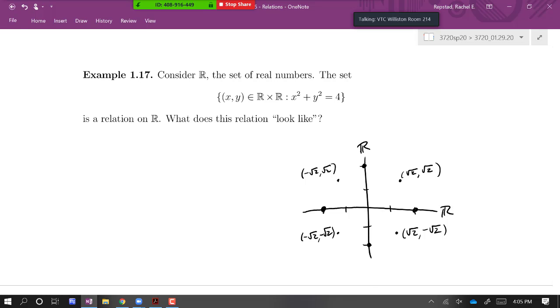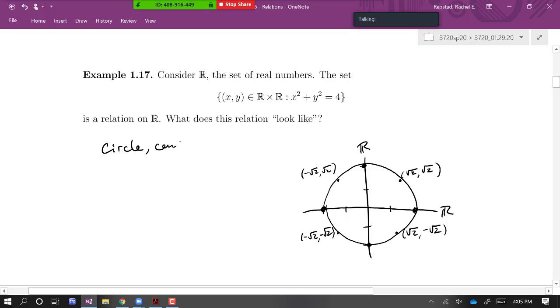Say that again. Turn on your mic. It's a circle. It's a circle centered at the origin of radius 2. Yep. Great.